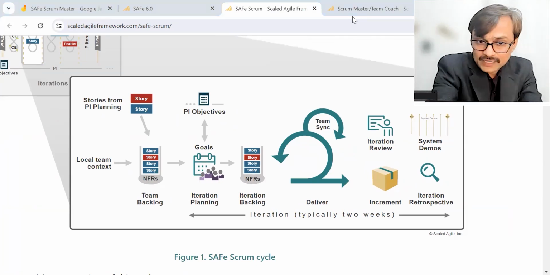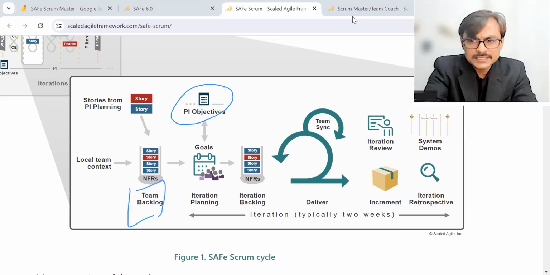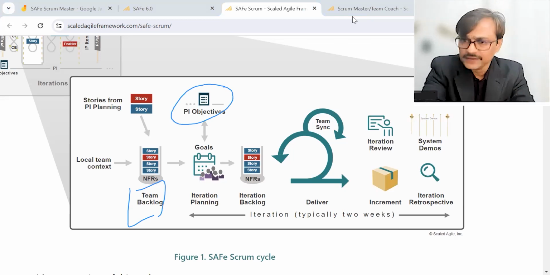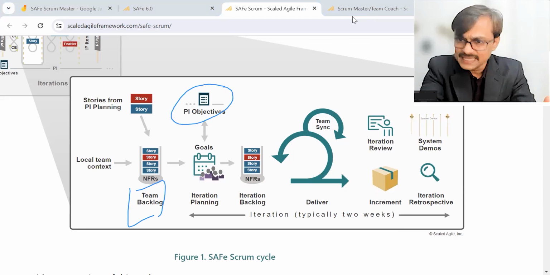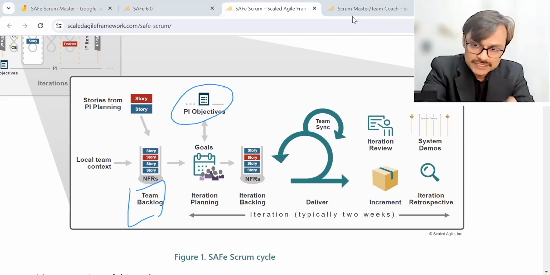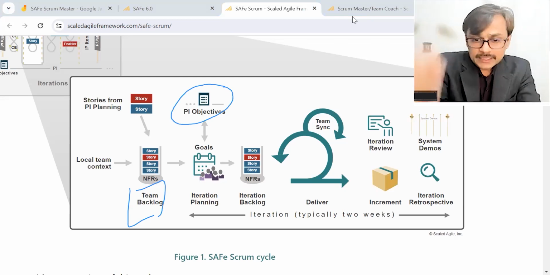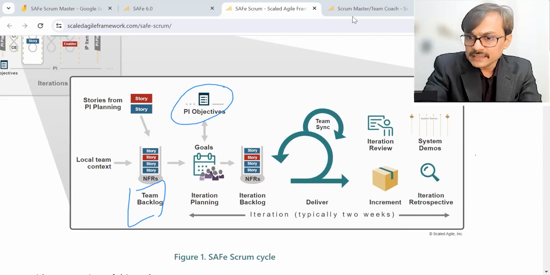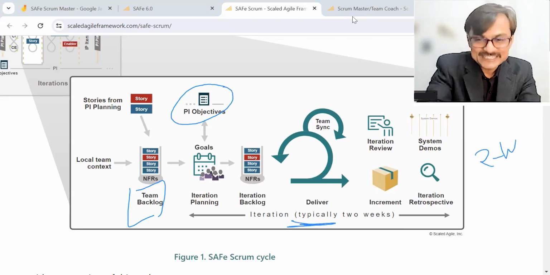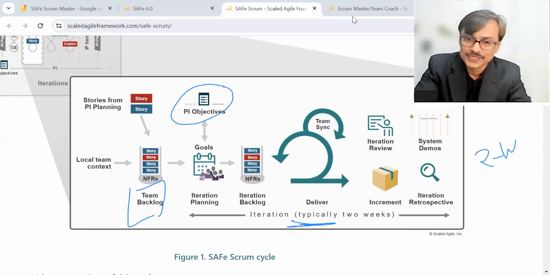Based on the PI objective, we prepared our team backlog. Now, the team backlog we can consider as a substitute of the product backlog. They vary in nature significantly, but for the mechanics of Scrum, it's a substitute of the product backlog in traditional Scrum versus SAFe Scrum. This cycle is representing by default a 2-week timebox. Typically 2 weeks, as a typical duration.